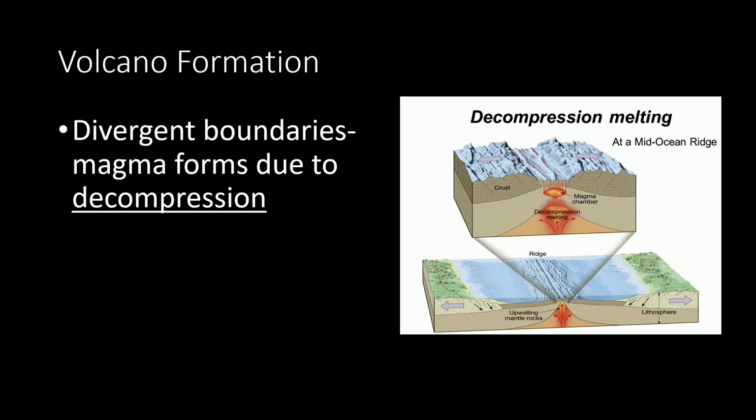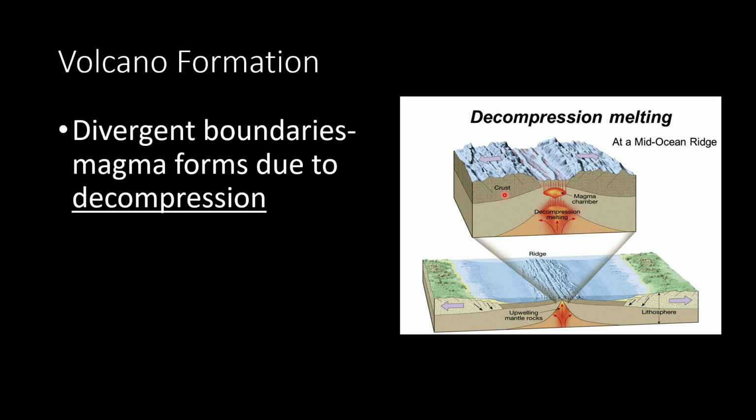Okay, so let's talk a little bit more specifically about how volcanoes can form. So this is a review. We talked about this when we did plate boundary stuff. Volcanoes can form at divergent plate boundaries. Typically the magma that fuels these volcanoes forms from decompression because again, well, let me get my laser pointer. I keep trying to point with my mouse.